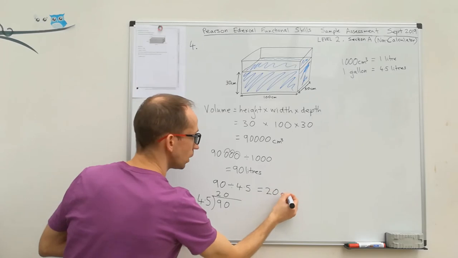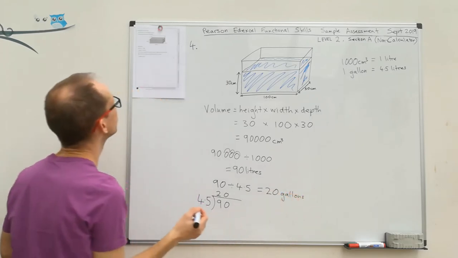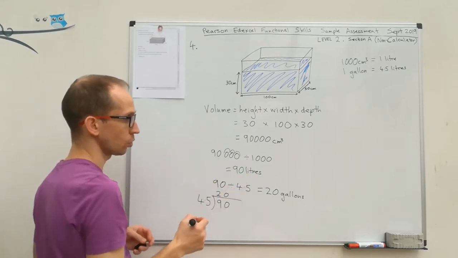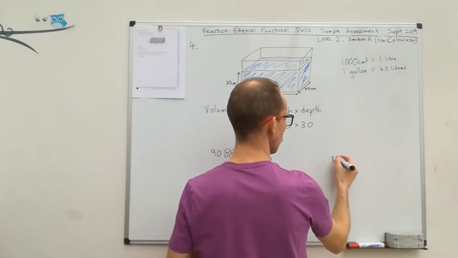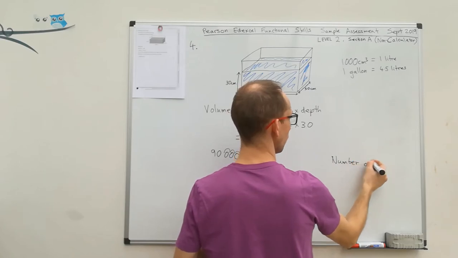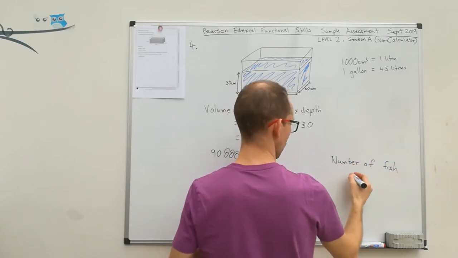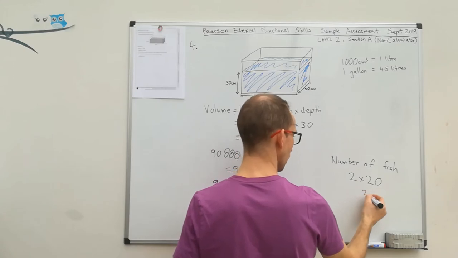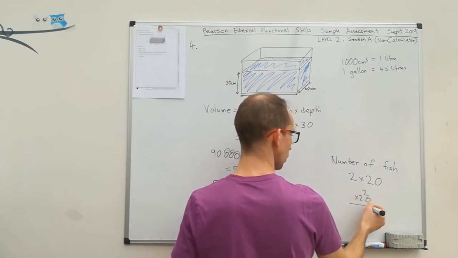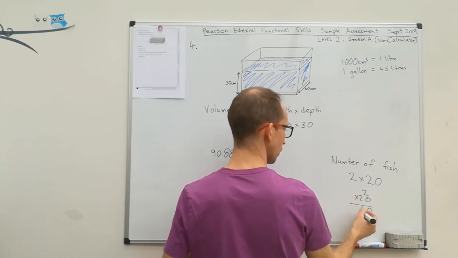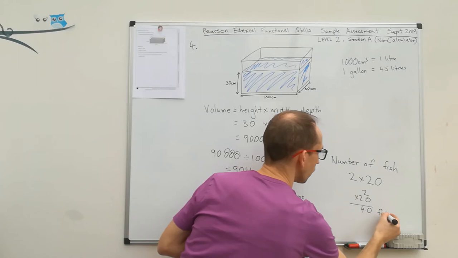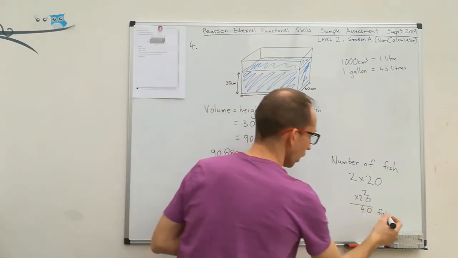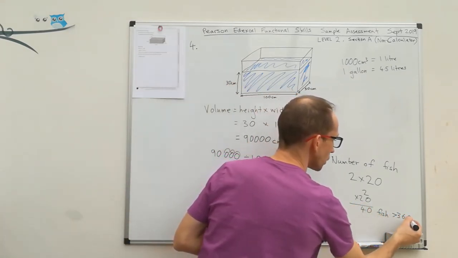So that's going to give us 20 gallons. Now, you can keep 2 small fish for every 1 gallon. So if we've got 20 gallons, with a little heading here, number of fish, it's going to be 2 times the number of gallons, 2 times 20. Let's write it as a column. 2 times 0 is 0, 2 times 2 is 4, so 40 fish. He thinks he can keep more than 36. Well, 40, that is more than 36 fish.